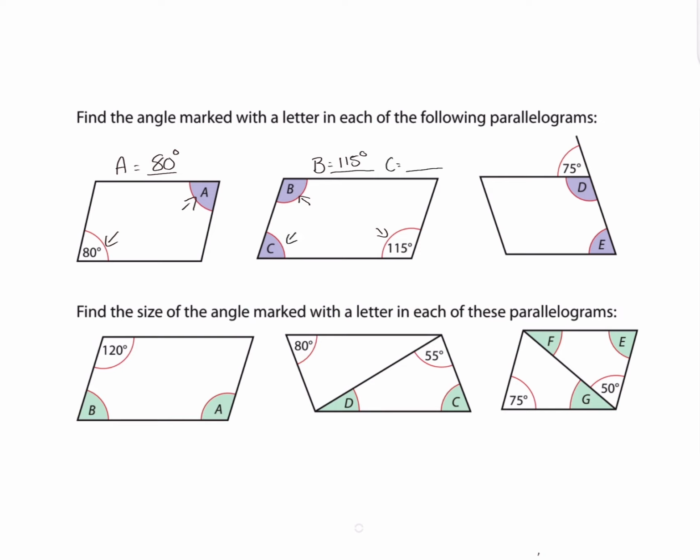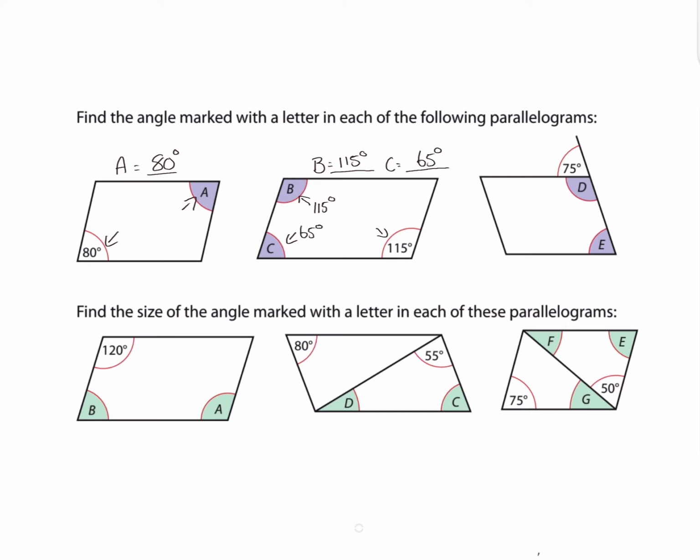Now, how do we figure out what C is? Remember one of the rules that I told you. If you add the two angles on the same side, you have to get 180 degrees. So we just figured out that B was 115 degrees. Now, if I add B and C together, I should get 180 degrees. So how much do I have to add to B to get 180? I would have to add 65 degrees, wouldn't I? If I add 65 to 115, I get 180. So this must be 65 degrees.